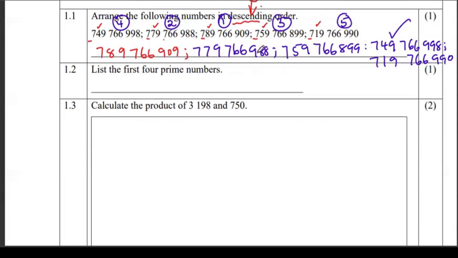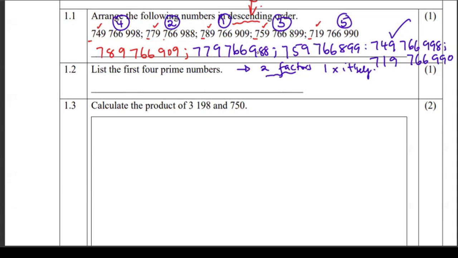Then 1.2, list the first 4 prime numbers. So we know that prime numbers are basically numbers that have 2 factors, okay? That is 1 and itself, okay? So the number that we're talking about. Alternatively, we're looking for numbers that can only be divided by themselves and 1. There's no other number that divides them.